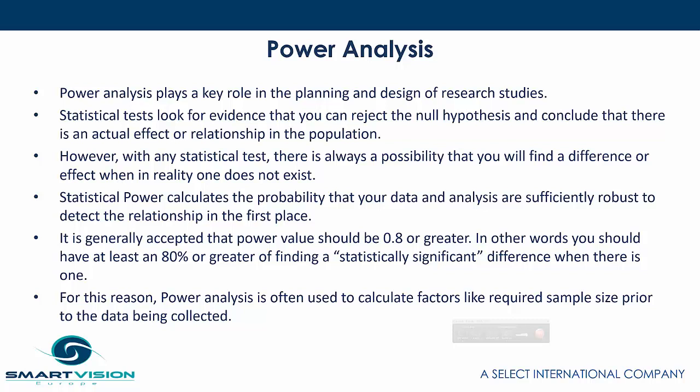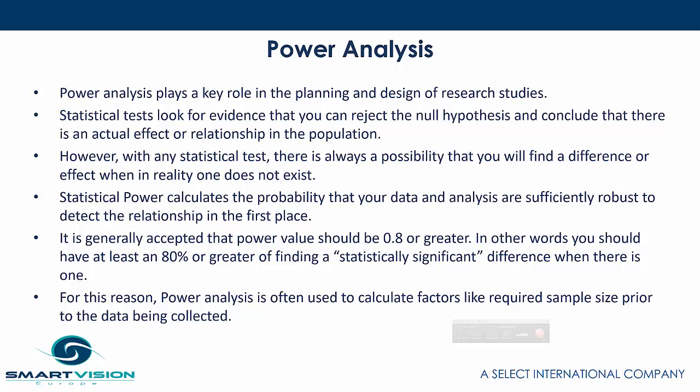In other words, you should have at least an 80% or greater chance of finding a statistically significant difference when there really is a statistically significant difference. And for this reason, power analysis is often used to calculate factors like required sample size prior to the data being collected. But you can also apply it post hoc.